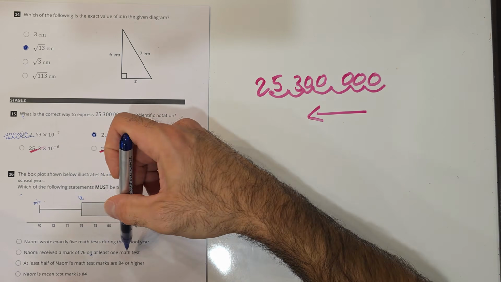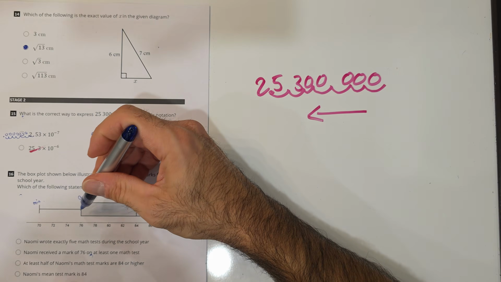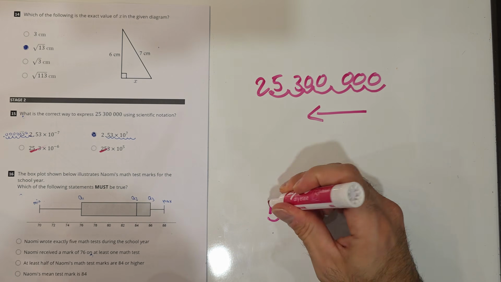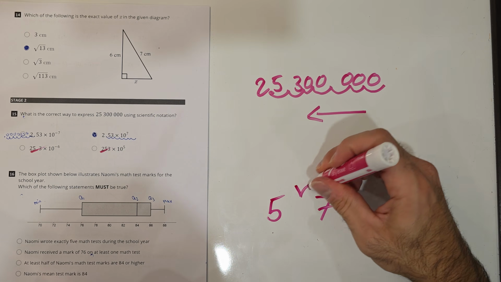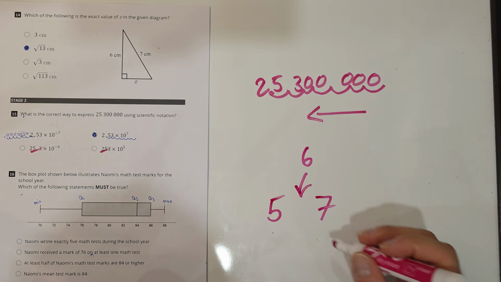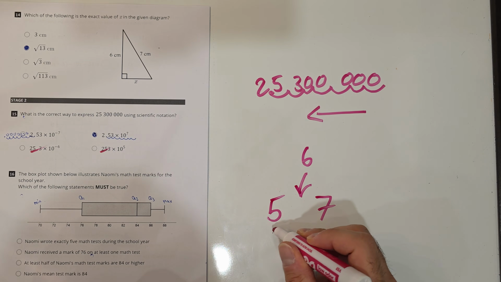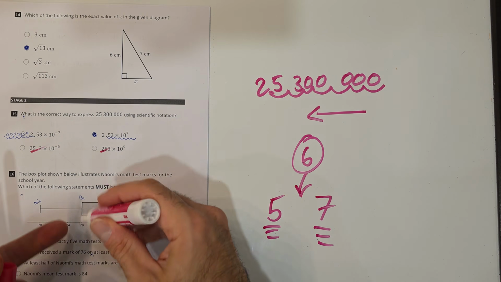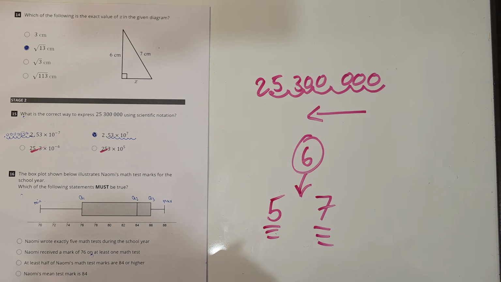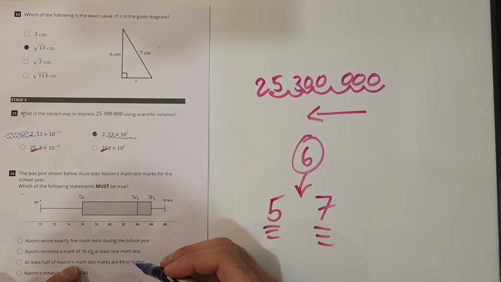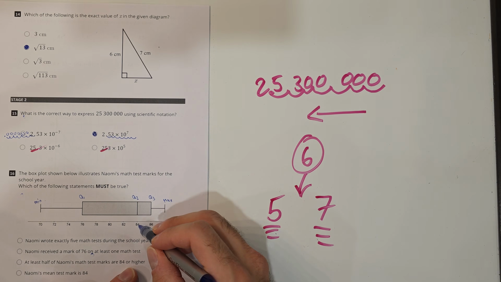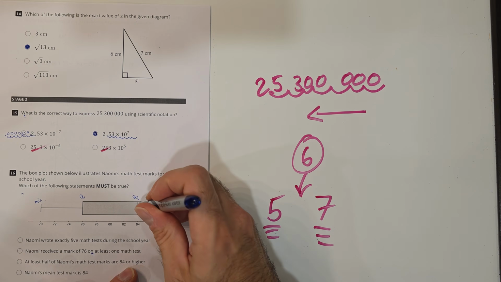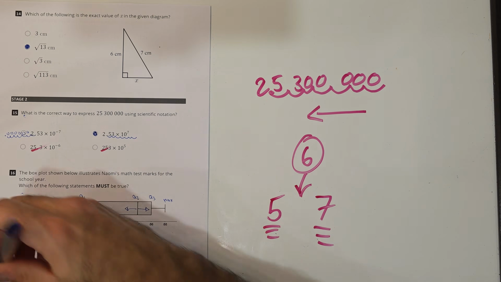Naomi received a mark of 76. No, that's just Q1, right? We know from previous examples, just because I have 2 numbers doesn't mean I have to use them to find the middle of them, right? 6 is in the middle. So I can get 5 on a test and 7 on another test, but Q1 is 6. So it doesn't mean that I got a 76 on a test. That's false. At least half of Naomi's math test marks are 84 and higher. 84, yep. The median means 50% is this way and 50% is this way. This is true.